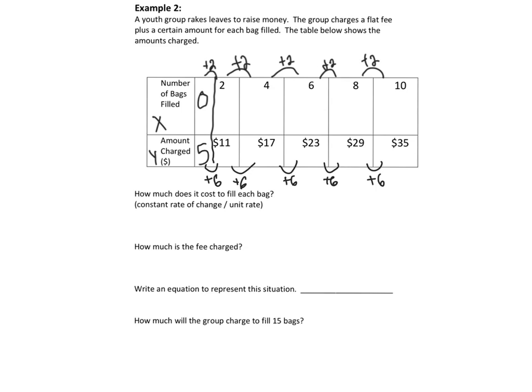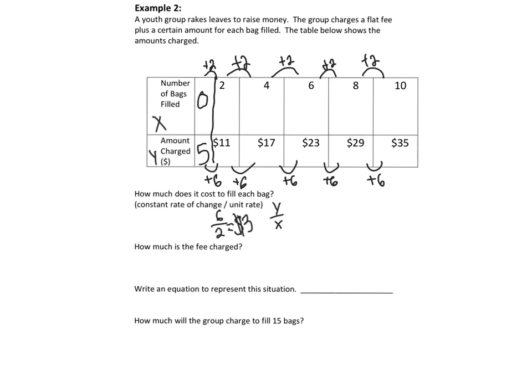When we initially look at this, to answer the first question, how much does it cost to fill each bag? We would think 6 because that's the change, but that would be wrong. When we go up by 2 or more, we have to take the change of y, so what we changed by down here, and divide it by the change of x. So that'd be y over x. When we do that, we would get 6 over 2, which just comes out to be $3. So for each bag, it costs $3.